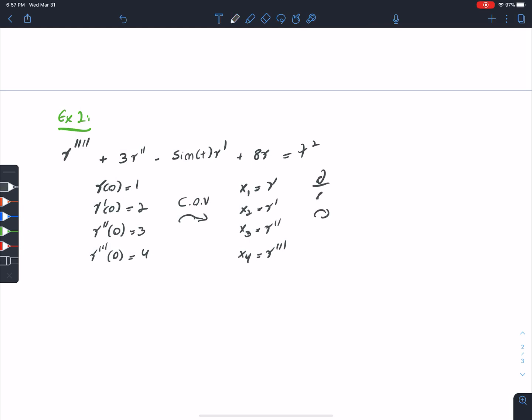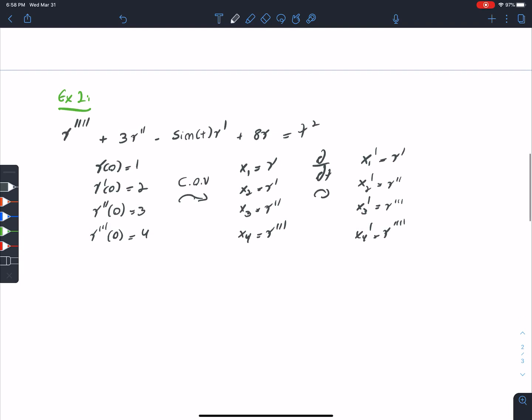Of course, we can do the same thing as we just did before, which is compute the derivative with respect to time of each of these variables, and we're going to end up with x1 prime equals y prime, x2 prime equals y double prime, right? Essentially, we're taking the first derivative of all of these parts, so let's just write it down. x3 prime is going to be equal to y triple prime, and x4 prime will be equal to y 1, 2, 3, 4.